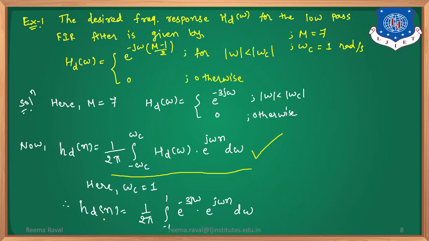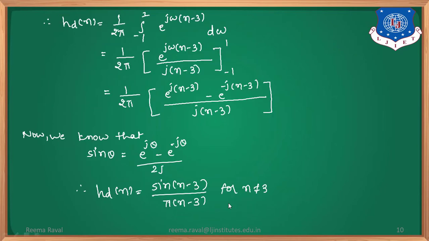So it will become HD of n, that is equals to 1 by 2 pi integration in the interval -1 to 1. Here we have the function HD of omega, that is e raised to minus 3j omega. So here it will become e raised to minus 3j omega into e raised to j omega n and d omega. So the next step will become HD of n, that is equals to 1 by 2 pi integration in the interval -1 to 1. E raised to j omega is common. So in the bracket we have the term n minus 3 into d omega.